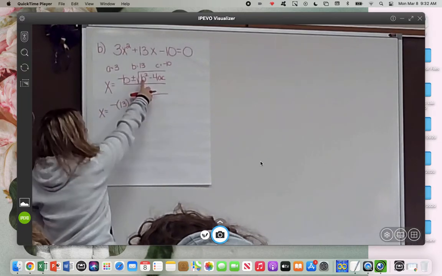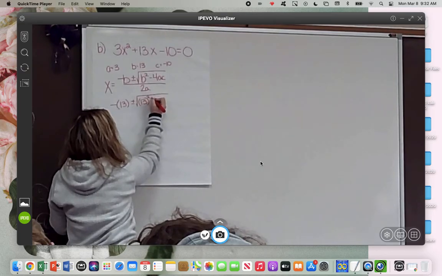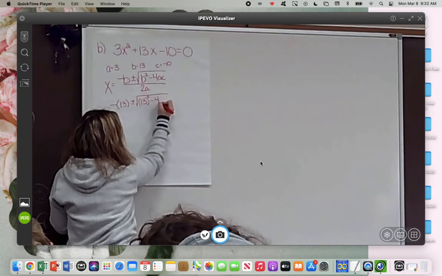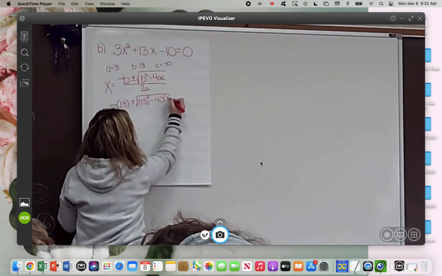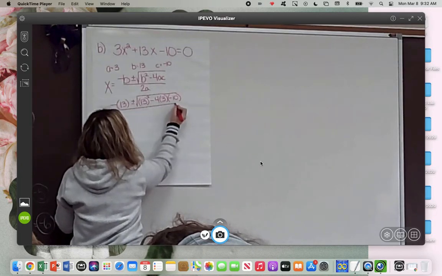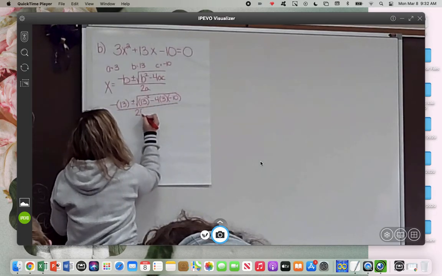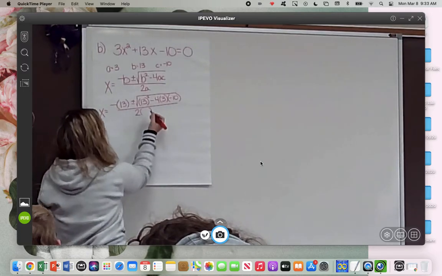All right. B squared, B is 13, so 13 squared minus 4. My A value is 3, my C value is negative 10. And I'm dividing by 2 times what? What am I plugging in here? A, 3.